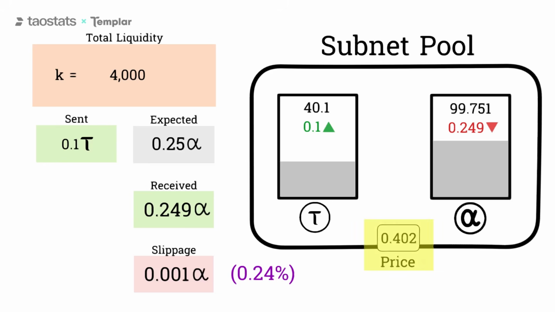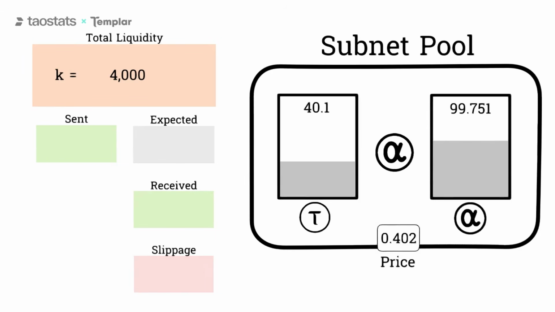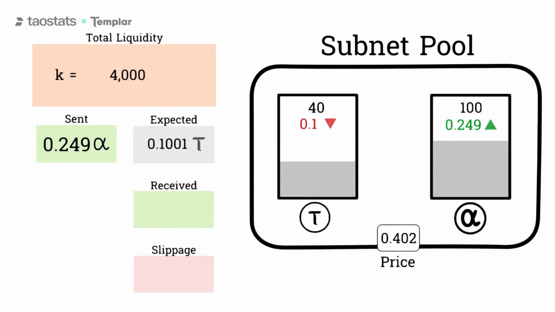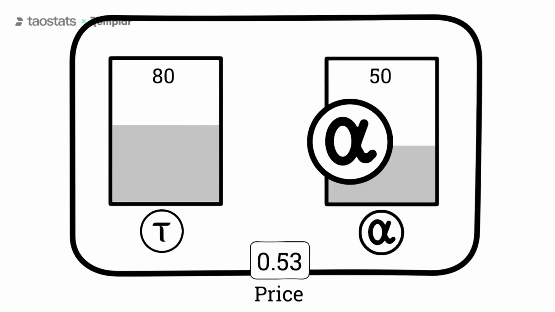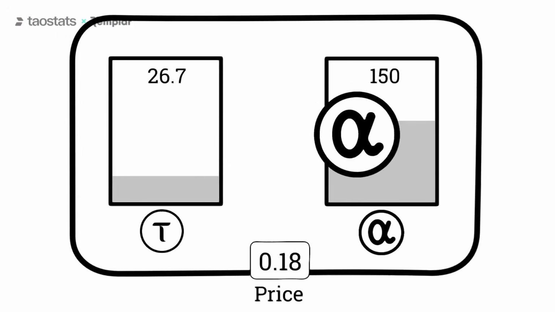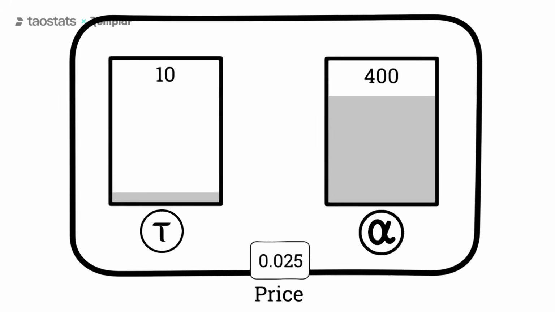Now, of course, this all works in the other direction as well. I won't bore you with the math, but if we send that same 0.249 alpha back to the pool, we might expect to receive 0.1001 tau due to the price increase from the last transaction. We will actually receive 0.1 tau, and the slippage again was 0.24%. After our transaction, the price returns to the original 0.4 tau per alpha. As participants purchase and sell alpha, the equilibrium between the two sides of the pool shifts to make sure K stays constant.